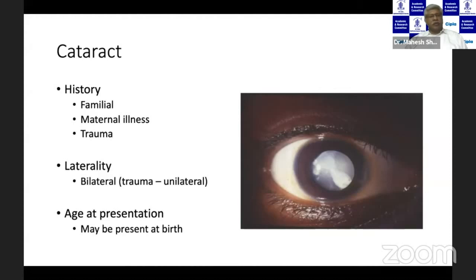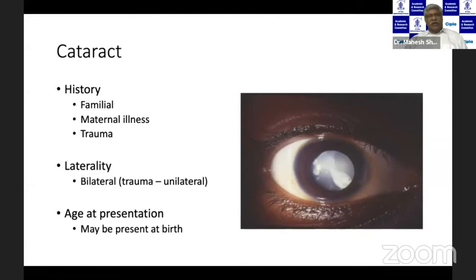And as we have been taught from medical school, history is particularly important. So what do we ask when we look at a child with leukocoria? Is it a familial leukocoria? Congenital cataract can be familial, so can metabolic disorders. So we ask for family history and history of maternal illness. If there was a febrile illness such as rubella during pregnancy, that can also cause cataract. And a unilateral cataract can be because of trauma post-birth.